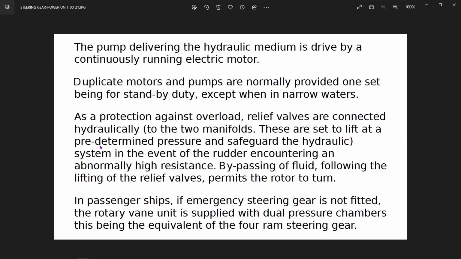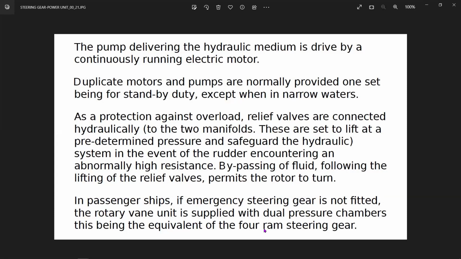These are set to lift at a predetermined pressure and safeguard the hydraulic system in the event of the rudder encountering abnormally high resistance. Bypassing of the fluid, allowing the lifting of the relief valve, permits the rotor to turn. In passenger ships, an emergency steering gear is not fitted. The rotary vane is supplied with dual pressure chambers as being an equivalent of 4 rams.